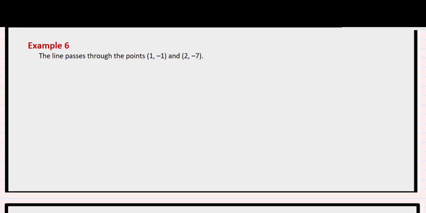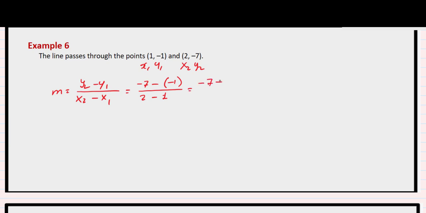Example 6. The line passes through these 2 points and we're supposed to find the equation of the line. So we can find the slope. With x1, y1, x2, y2, the slope is y2 minus y1 over x2 minus x1. So we have -7 minus -1 over 2 minus 1. We have -7 plus 1 over 1. That's going to be -6 over 1. The slope is -6.